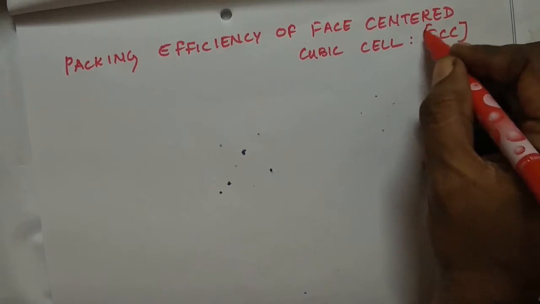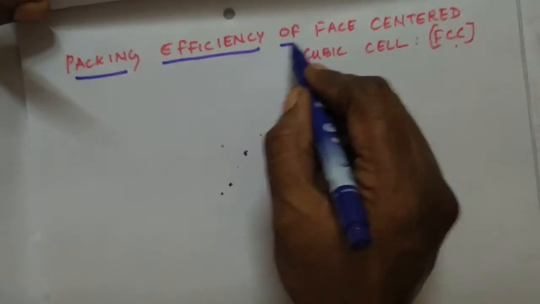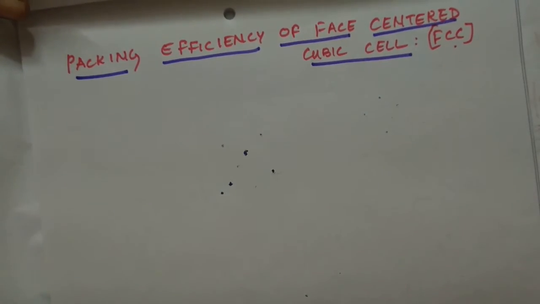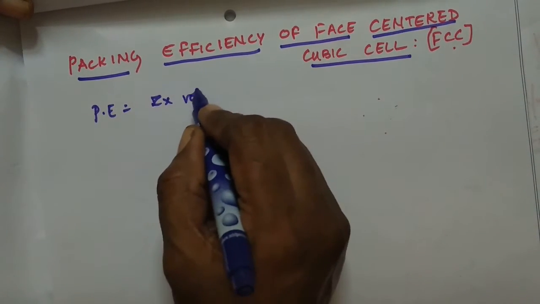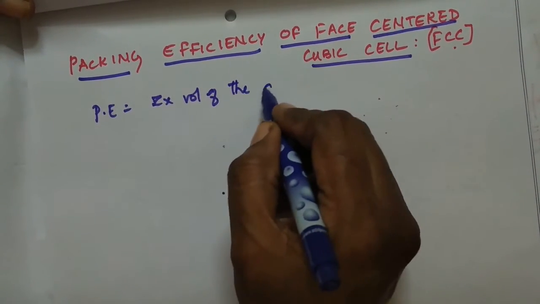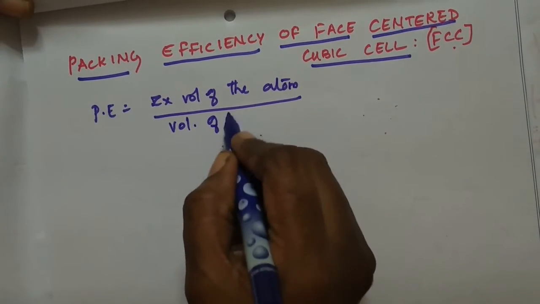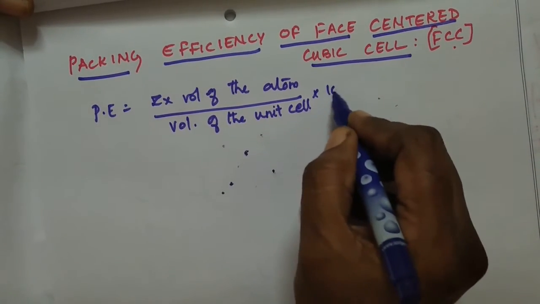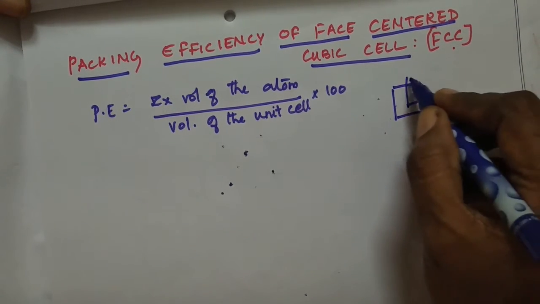You know that. Okay, so let me write down what we mean by packing efficiency again, so that we can calculate at last for that. So packing efficiency is equal to Z into volume of the atom by volume of the unit cell into 100. Okay, into 100. So let us draw a cube over here for finding out the Z.